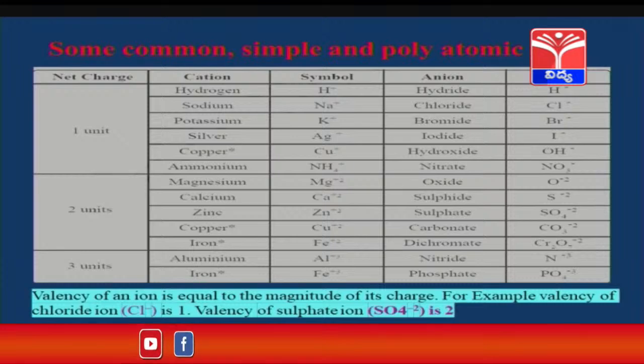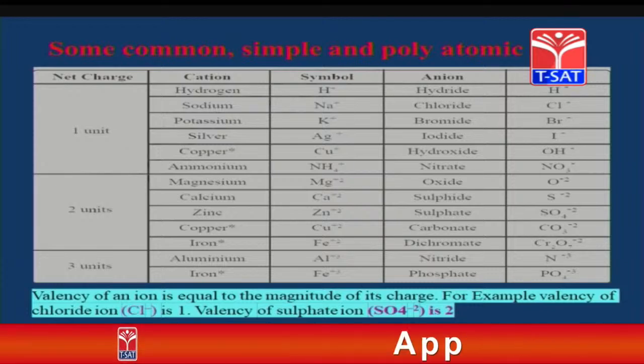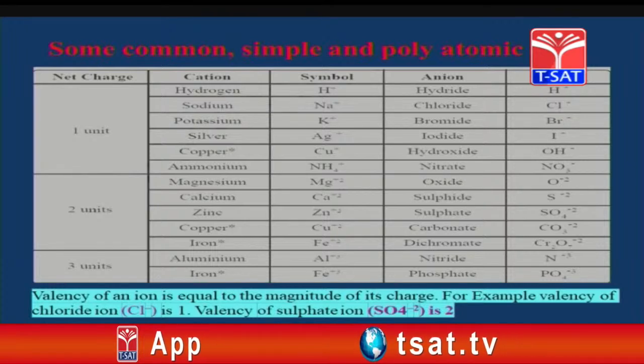For example, the valency of chloride, Cl minus, is 1. The valency of the sulfate ion is 2. SO4 has a minus 2 charge. On the SO4 group, a minus 2 charge is there. So, that is the valency of the sulfate group.